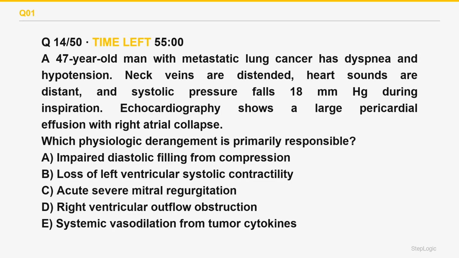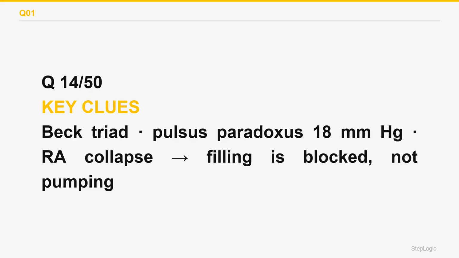Tamponade and cardiogenic shock both present with hypotension and distended neck veins, so the mechanism, not the appearance, must be named. In tamponade, the myocardium is intact and contracting normally. The problem is entirely one of filling. Fluid under pressure in the pericardial sac compresses the thin-walled chambers during diastole, so the ventricles cannot receive an adequate volume, and stroke volume falls despite normal contractility.